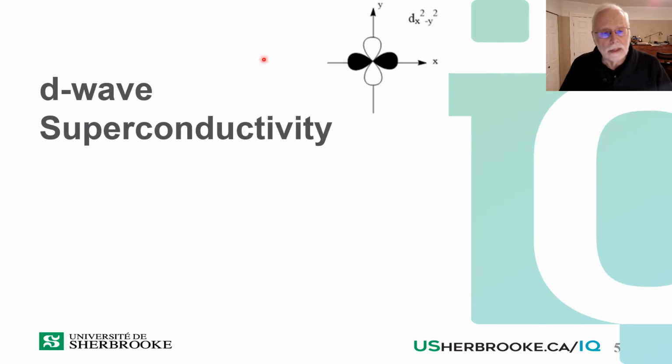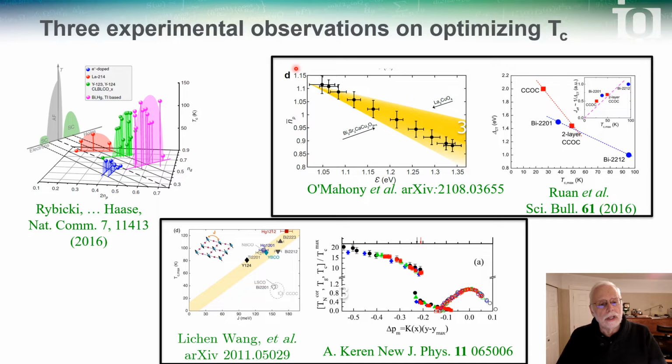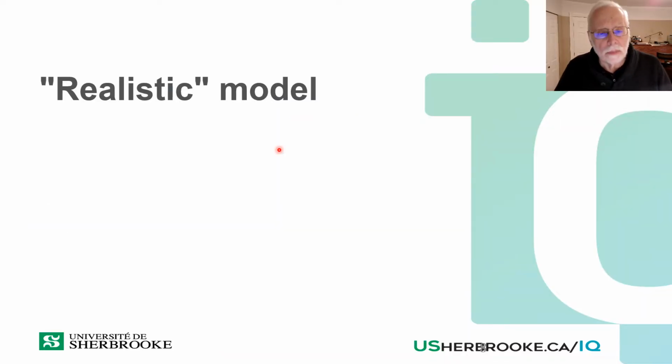I will present results for the d-wave superconducting order parameter. I will compare theory with three experiments that attempt to correlate optimal TC with physical parameters. First, an experiment on nuclear magnetic resonance, then scanning tunneling microscopy, and finally, neutron scattering. Let us start with realistic modelizations of the parameters of the three-band Hubbard model.